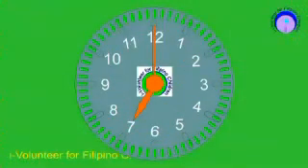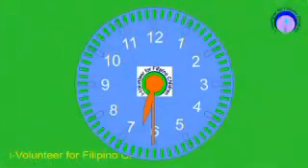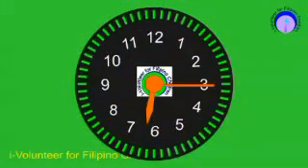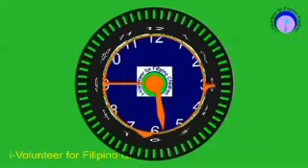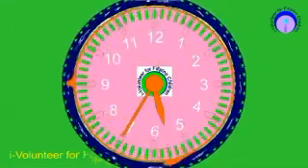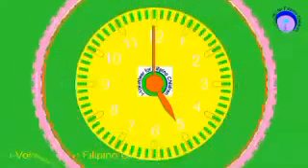What time is it? The time is 7 o'clock. What time is it? The time is 6:30. What time is it? The time is 6:15. What time is it? The time is 5:45. What time is it? The time is 5:35.